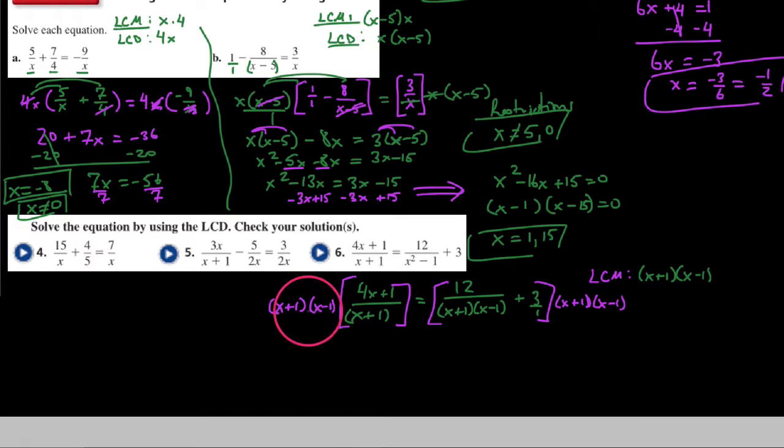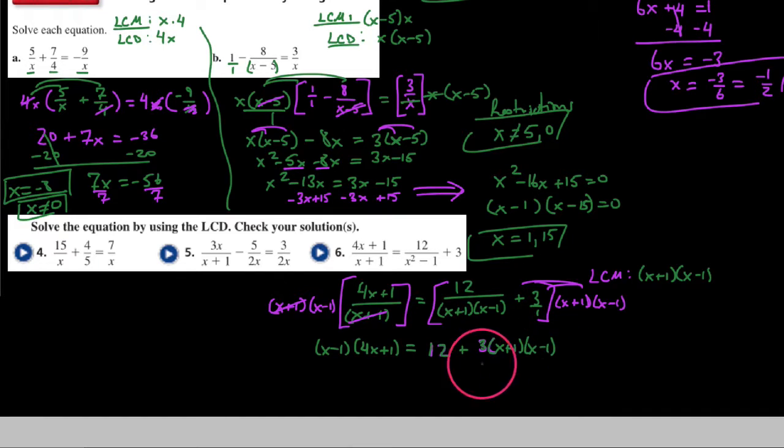And as we multiply this through on the left side, the x plus 1's cancel out. We get left with x minus 1 times 4x plus 1. So we're going to need to FOIL here. And as we distribute across this way, we can see that at least with 12 over x plus 1, x minus 1, these would both cancel out with these. And we would just get left with a 12 here. Let me write that in green. 12 plus now 3 over 1, nothing's going to cancel out. So we get left with 3 times x plus 1, x minus 1. So a little bit more involved this time.